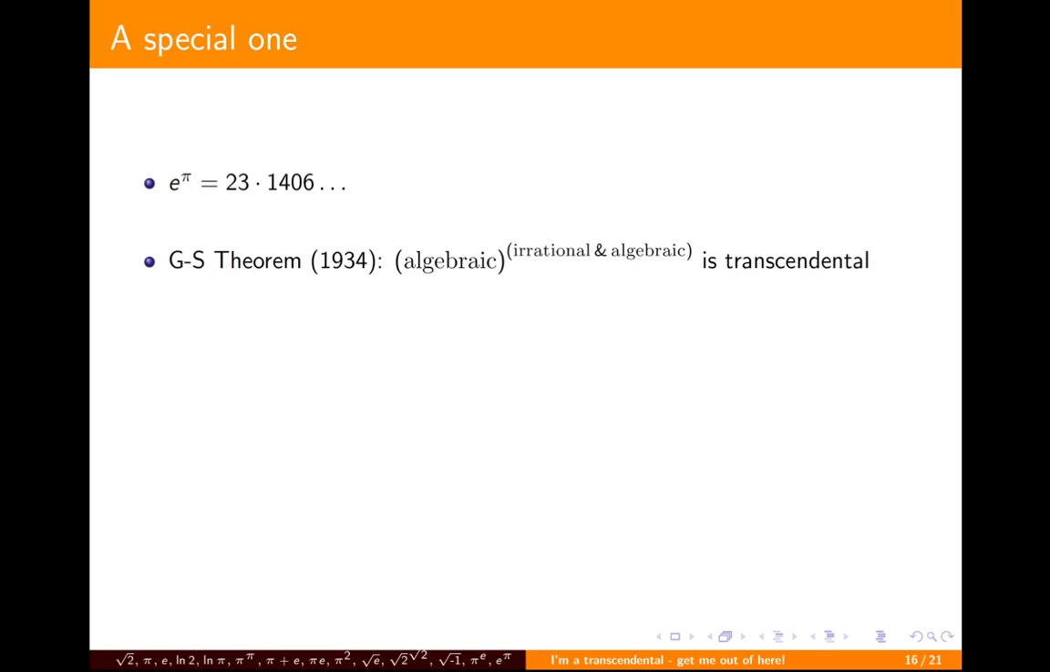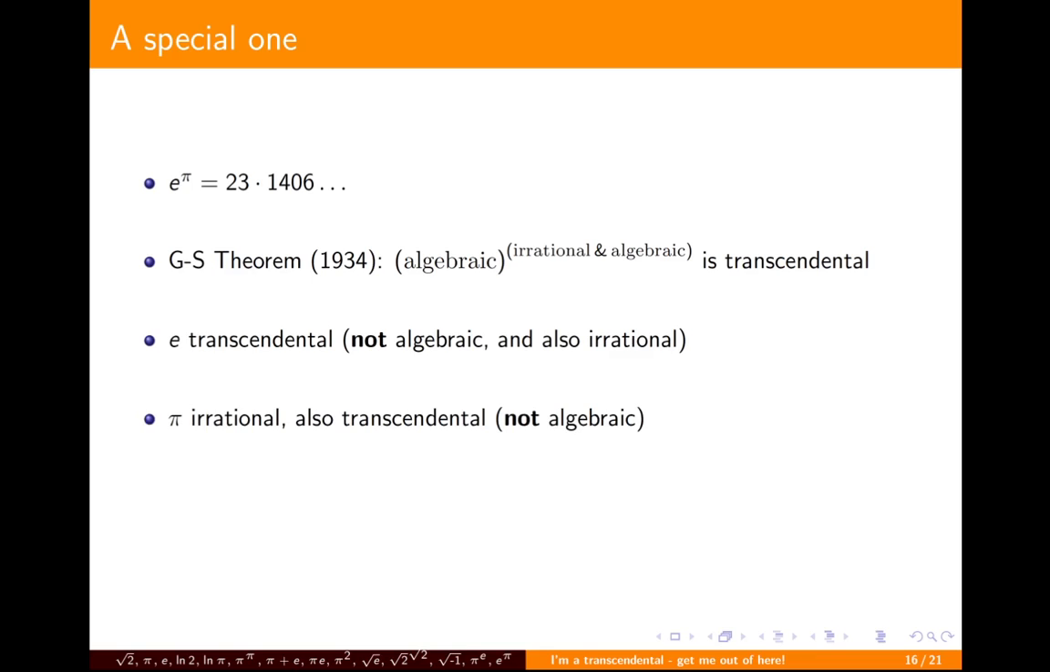proved in 1934, which is that if you raise an algebraic number to the power of an irrational and algebraic number, it will be transcendental, provided the algebraic base is neither 0 nor 1. Now we know that e is transcendental, so it's not algebraic, and it's also irrational. We know that pi is irrational and also transcendental, so it's also not algebraic. So we have e to the pi being a transcendental number raised to the power of an irrational and not algebraic number, which sadly means that that theorem is of no value as yet.